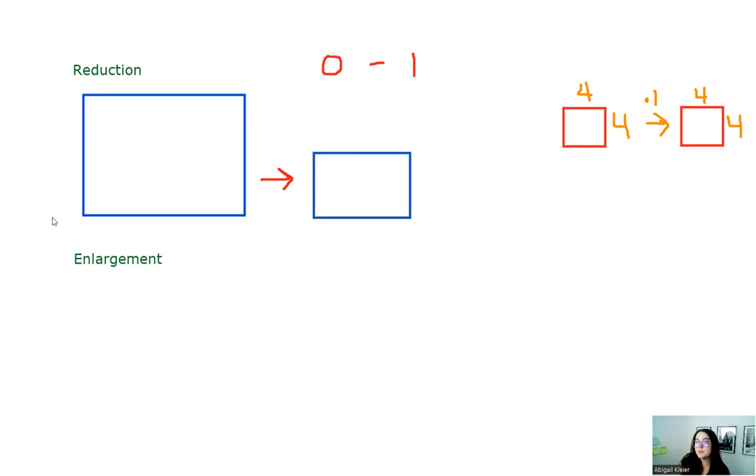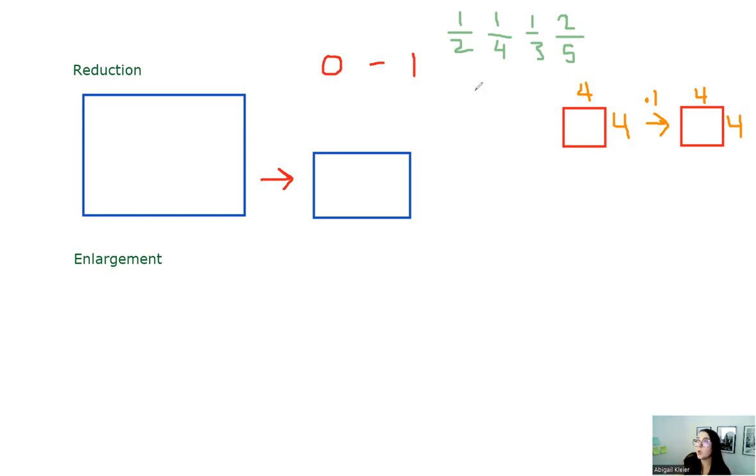Now, some examples of numbers that are smaller than 1 would be any proper fraction. So some examples of common proper fractions that we see are 1/2, 1/4, 1/3, 2/5, right? Anything where the numerator is smaller than the denominator. Because if the numerator is smaller than the denominator, that means the fraction is less than 1. It's not quite a whole. So those are examples of some scale factors.